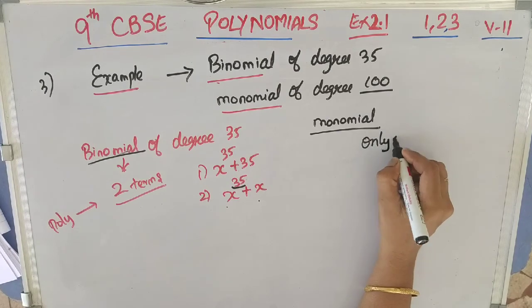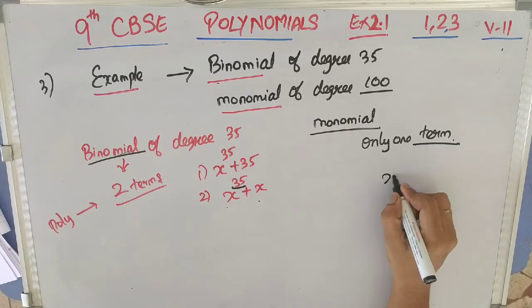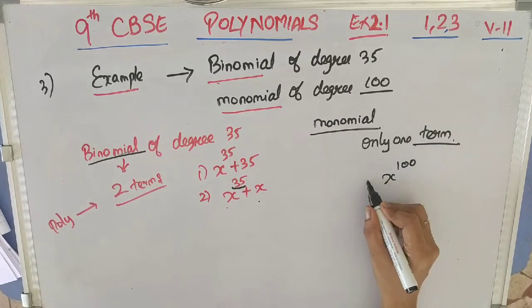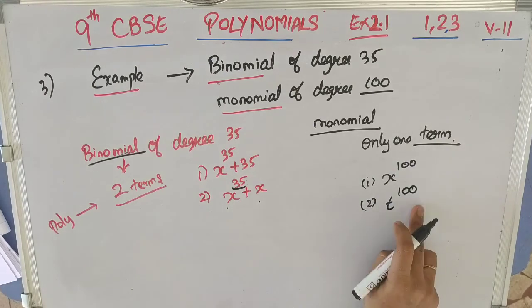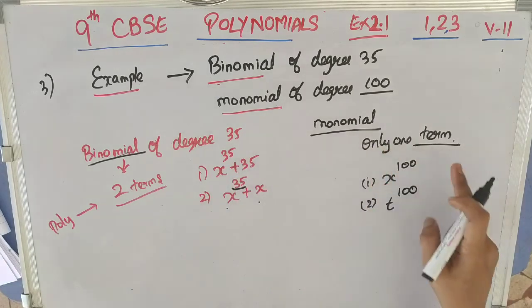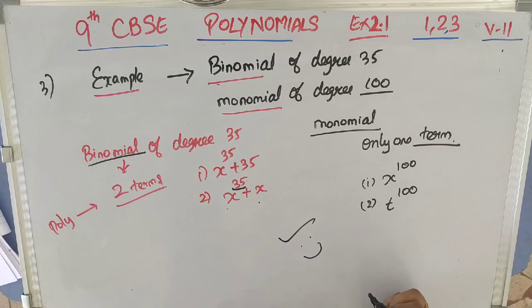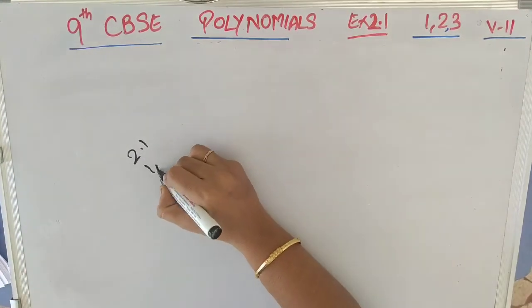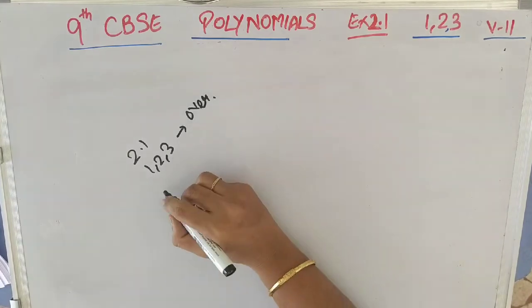Okay? Now what is a monomial? The polynomial should have only one term, isn't it? It's very simple. With a degree 100, it means x power 100 or t power 100. Okay? Any variable power 100. So, this is the monomial with one term. Clear? Okay. So, with this, exercise 2.1, questions 1, 2, 3 is over.